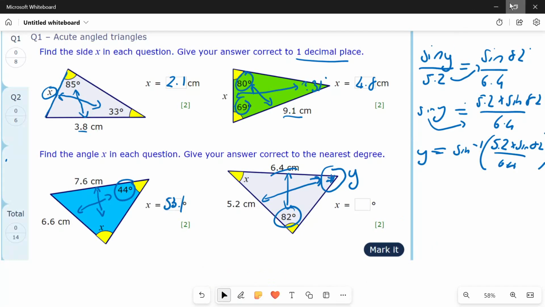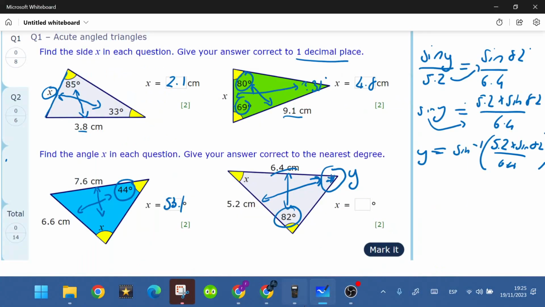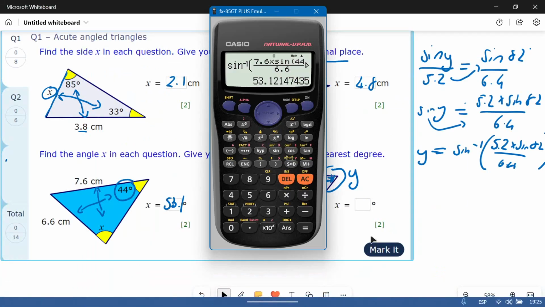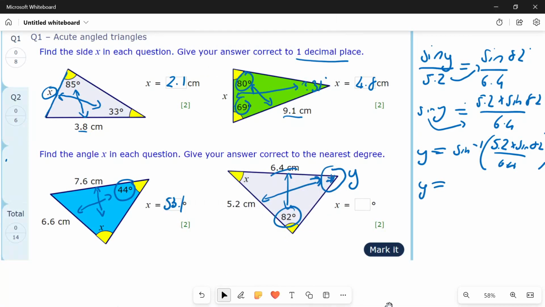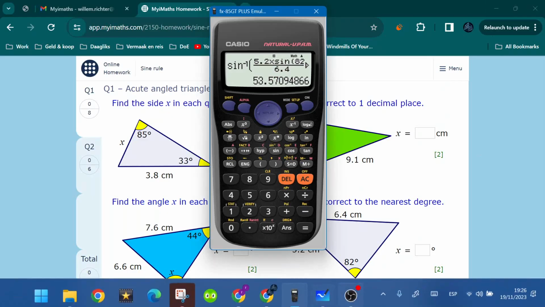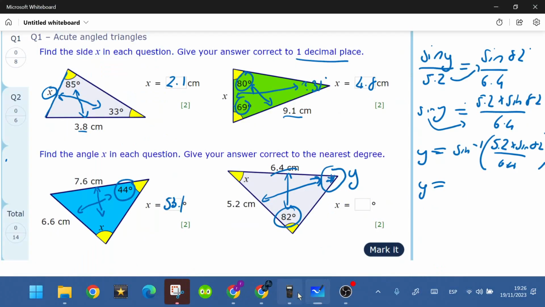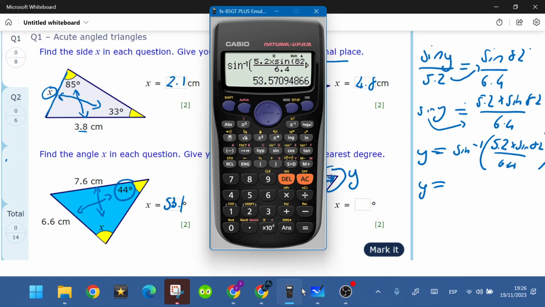So let's grab that calculator. There we go. So we are going to do shift sin, fraction, 5.2 times sin 82 over 6.4, close bracket. So y equals, oh my word, I'm having trouble with calculators today. Right, 53.5709.